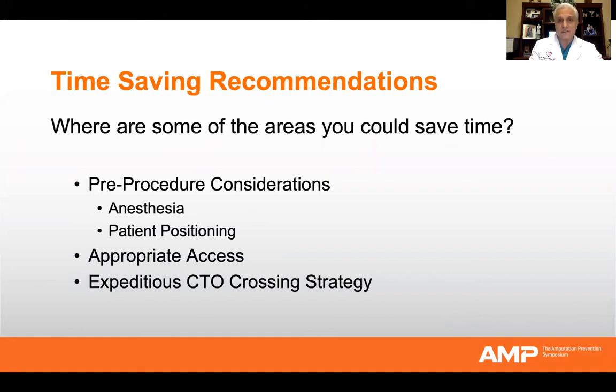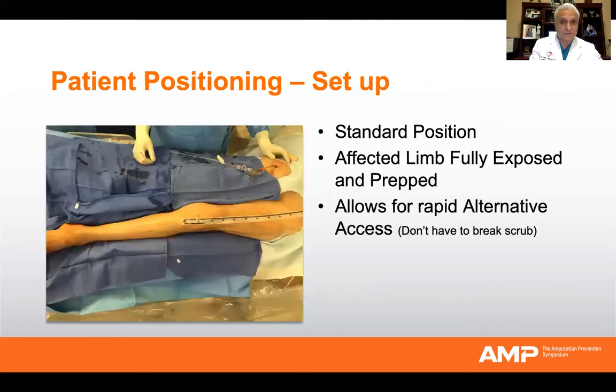Pre-procedure considerations: anesthesia. Does the patient need anesthesia? Why? Because is he moving too much? It's going to be a long procedure. Is the patient demented? Does he have restless leg syndrome? You're going to be very uncomfortable doing the procedure, and it may take a longer time. Positioning of the patient, I will talk a little bit more about. What is the best positioning in case we have to do alternative access, or two or three accesses? And then what different techniques am I going to use to cross these CTOs?